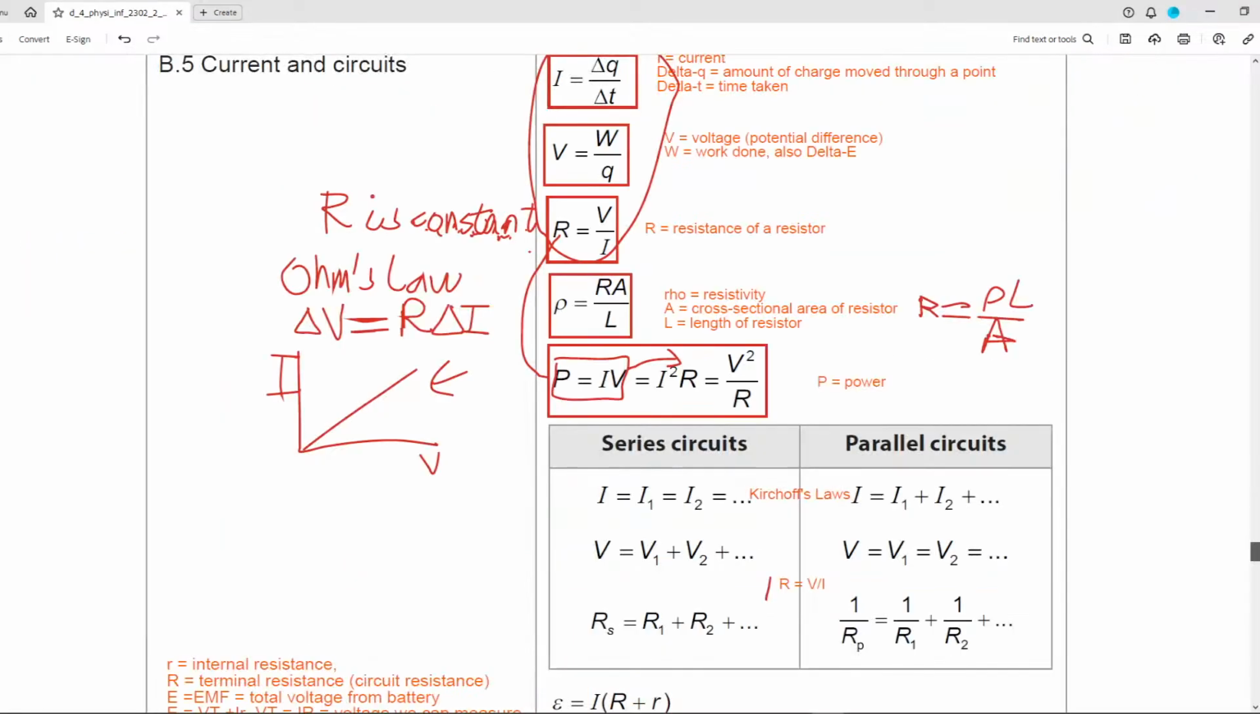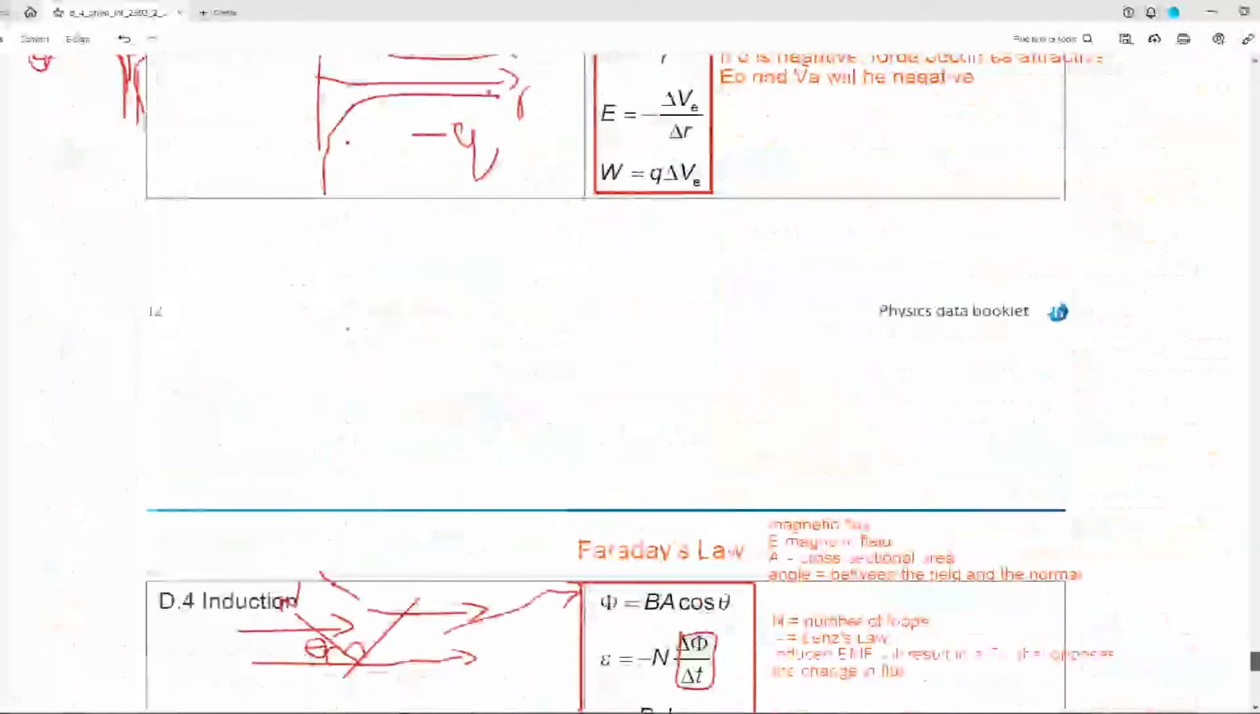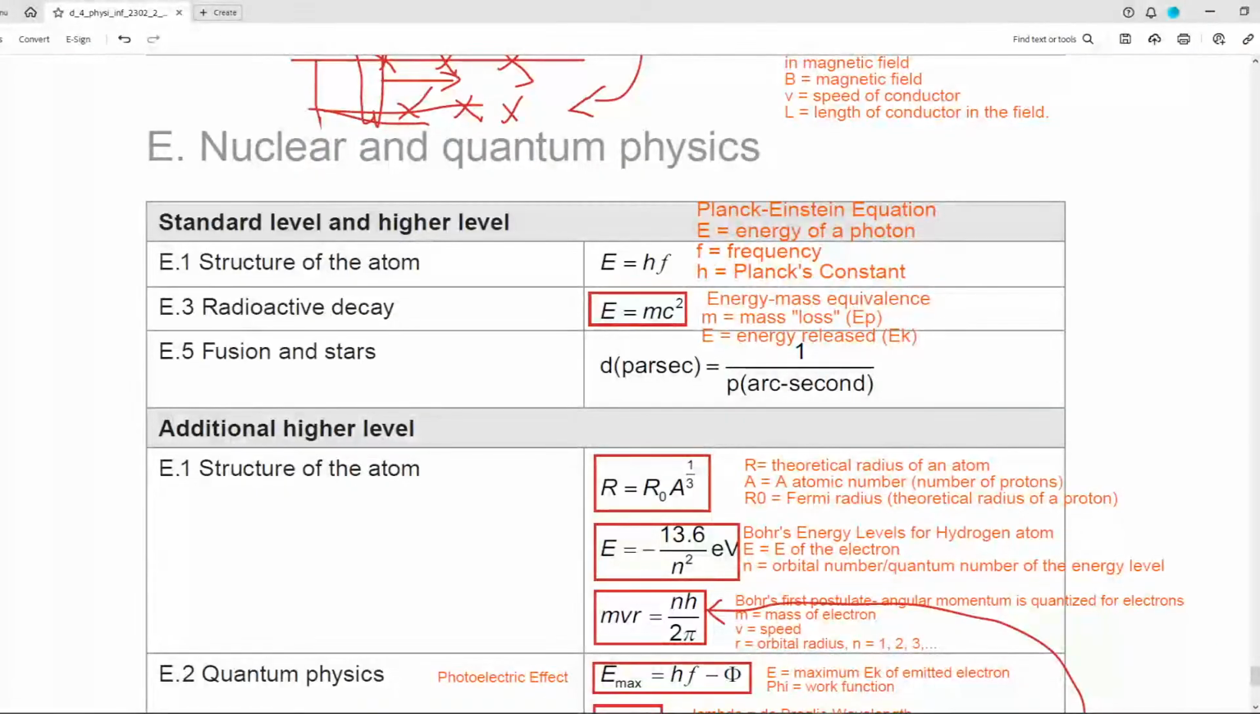So what they do is use this formula right here. That's the only formula. Now, distance is measured in parsecs. I'll explain why shortly. Distance is measured in parsecs.